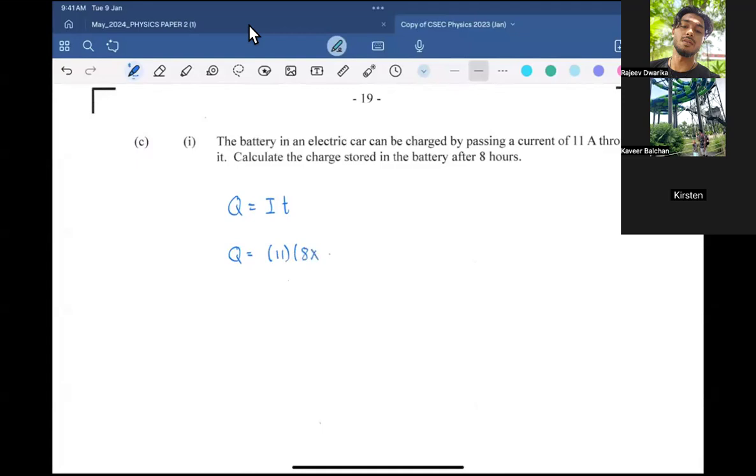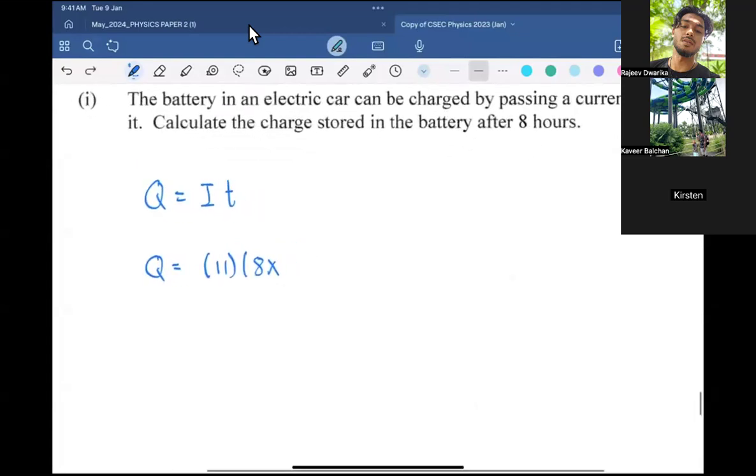We multiply 8 by 3600. The reason we say 3600 is because there are 60 minutes in an hour and 60 seconds in 1 minute. 60 by 60. So what is your final answer? 28,800 seconds. We're doing everything one time. So tell me your final answer.